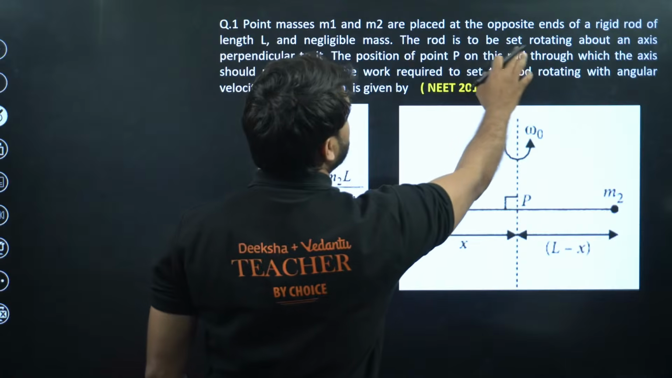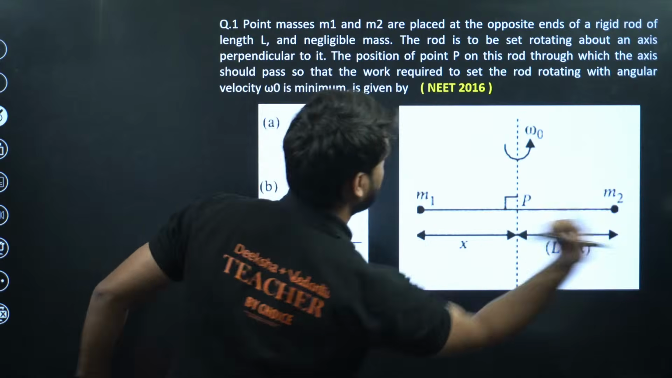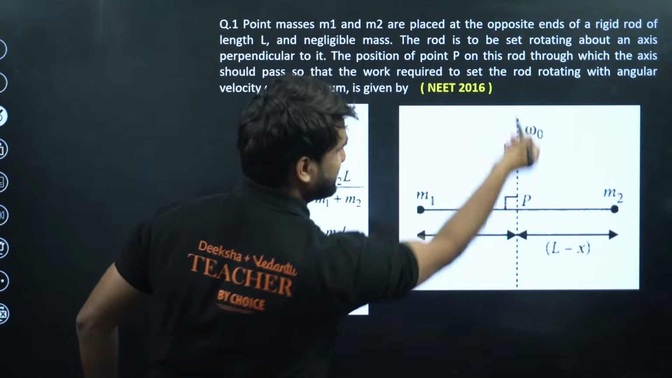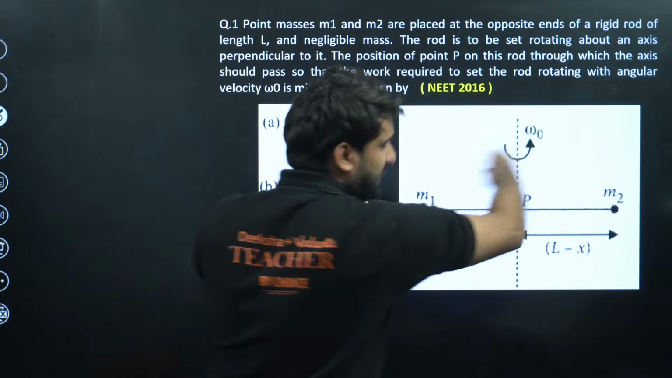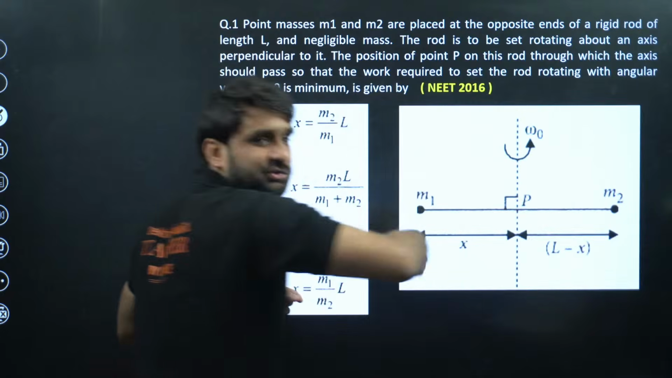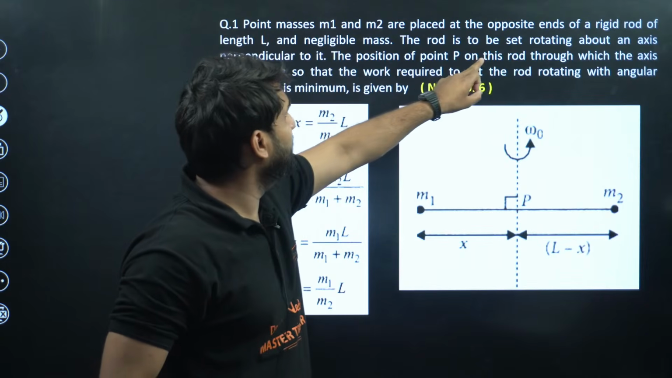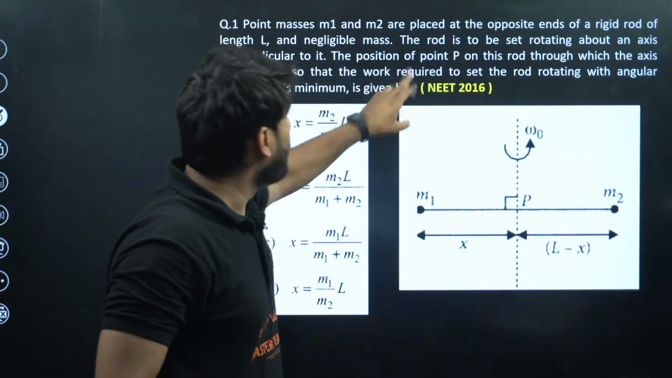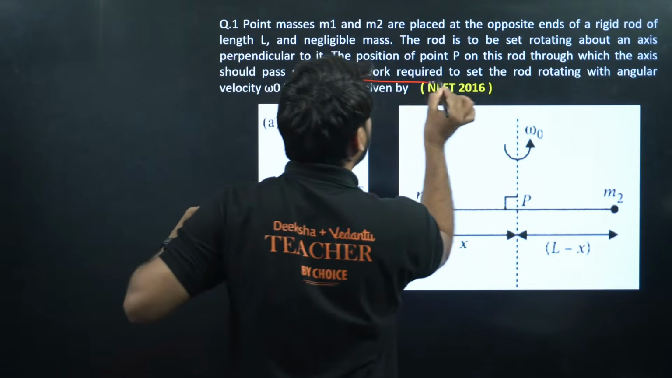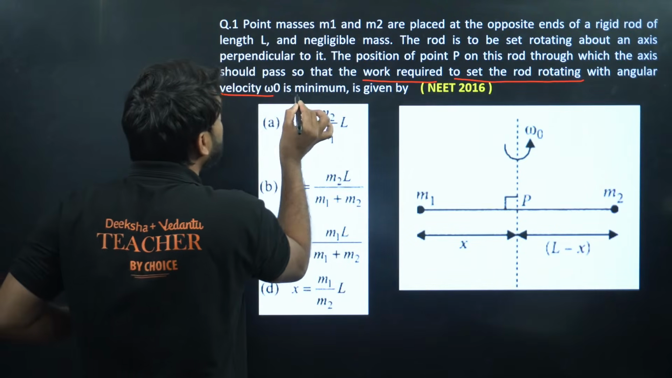The rod is said to be rotating about its axis, which means the rod is rotating around this axis. This is the axis of rotation. Along this axis, this whole body is rotating in this way, and we have to find out the position of point P on this rod through which the axis should pass, so that the work required to set the rod rotating with angular velocity omega naught is minimum.